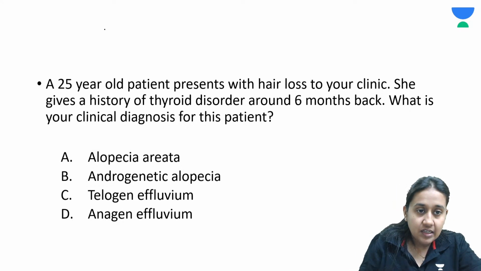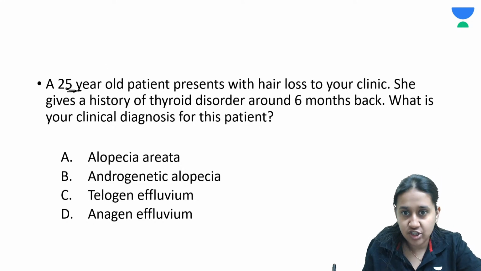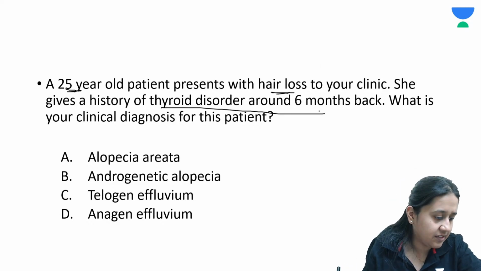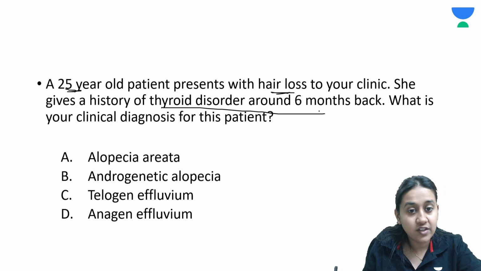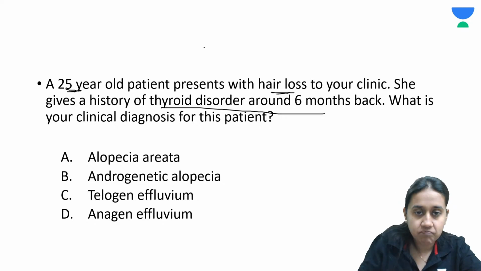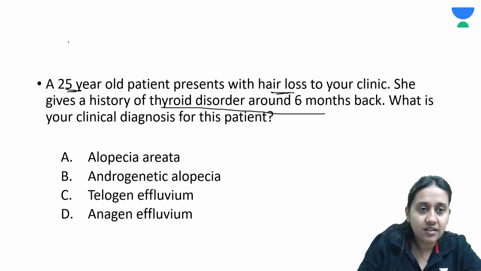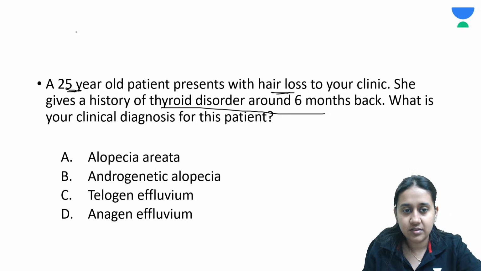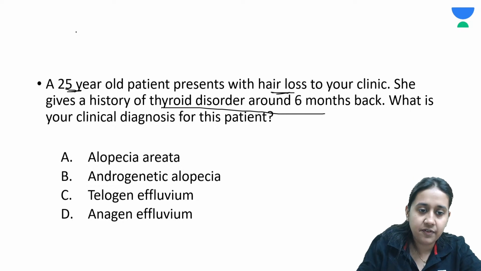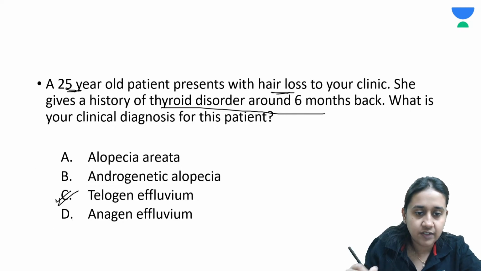Okay? Now a 25-year-old patient with hair loss presented to your clinic, history of thyroid disorders since 6 months. What is your clinical diagnosis? Whenever you see an acute illness or a chronic illness, the hair fall starts after some time, and that type of hair loss is known as telogen effluvium.